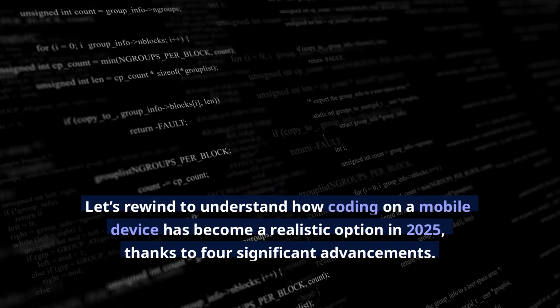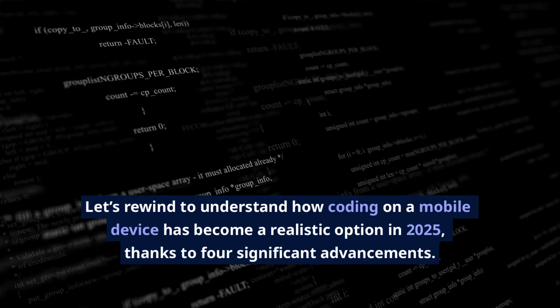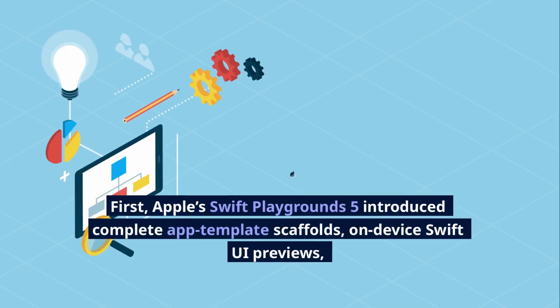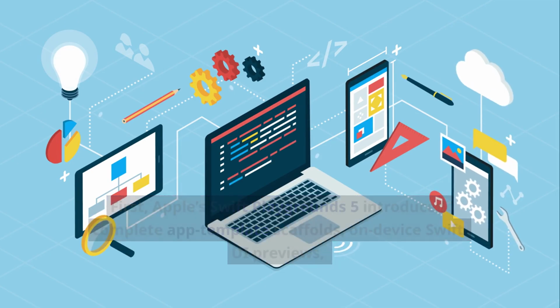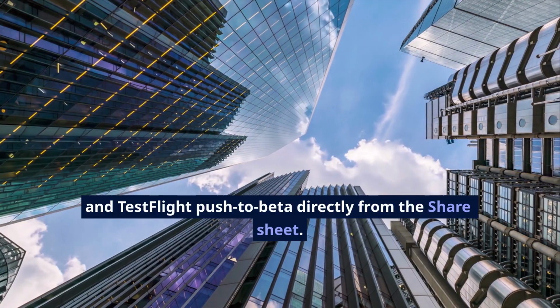Let's rewind to understand how coding on a mobile device has become a realistic option in 2025, thanks to 4 significant advancements. First, Apple's Swift Playgrounds 5 introduced complete app template scaffolds, on-device SwiftUI previews, and TestFlight push to beta directly from the share sheet.